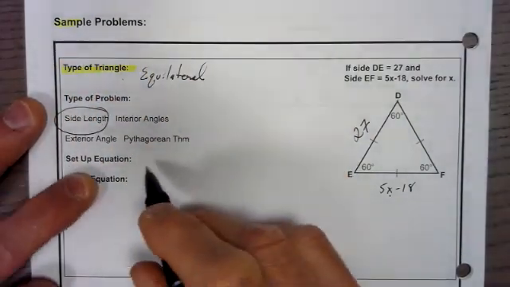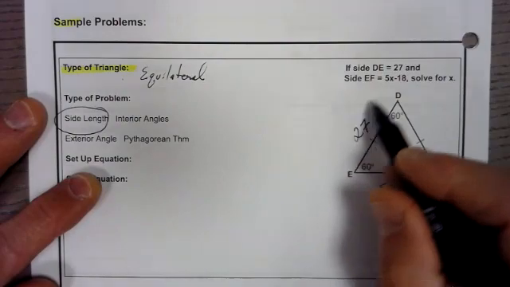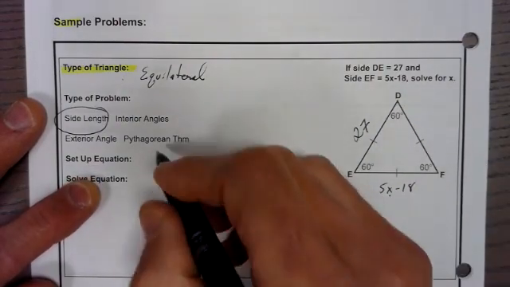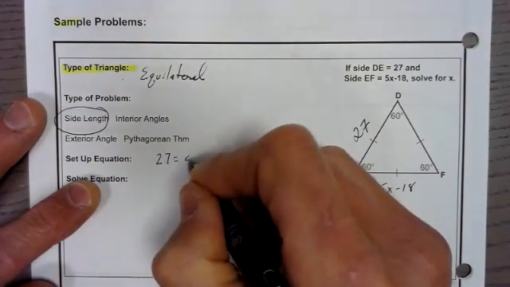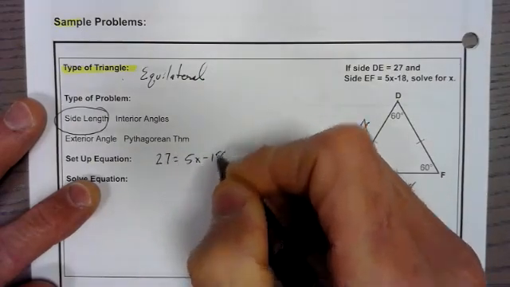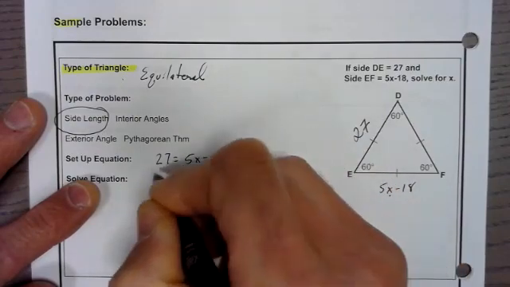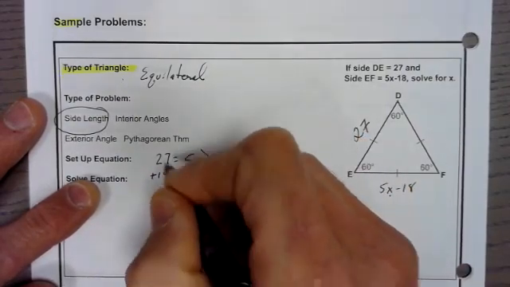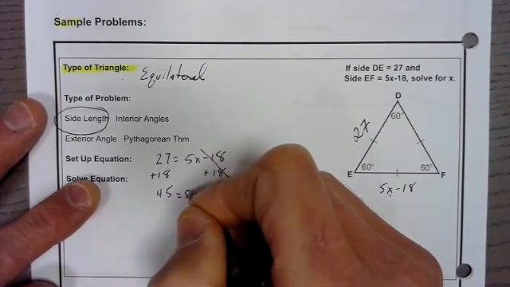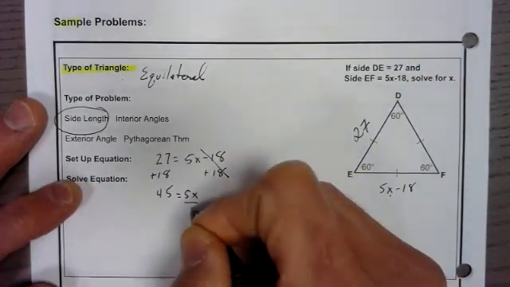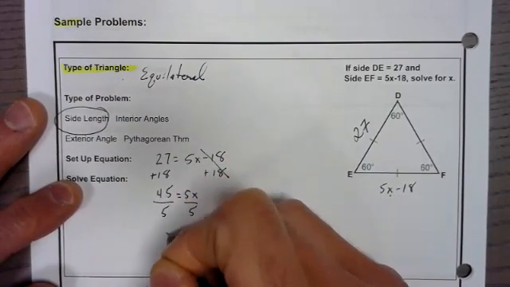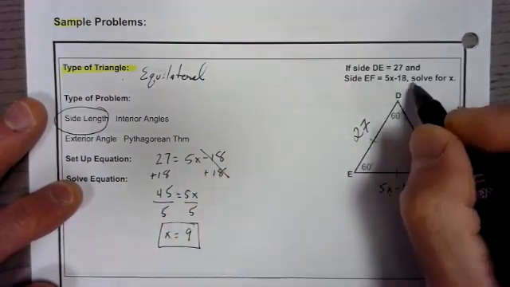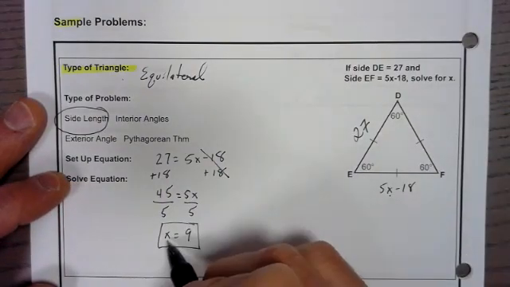Okay. Now I'm going to set up my equation. We know that all 3 sides are equal. So in this situation, 27 is going to be equal to 5x minus 18. Add 18 to both sides. That goes away. 15, 45 equals 5x. Divide by 5. X equals 9.